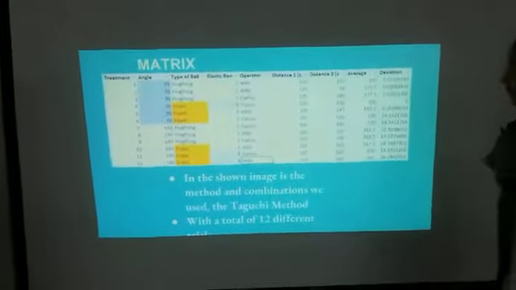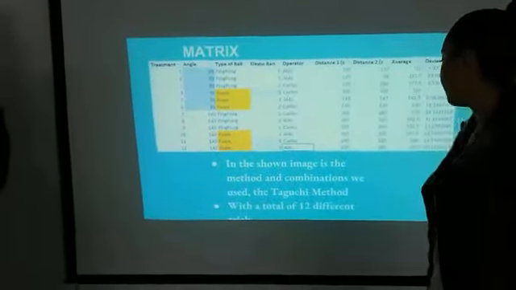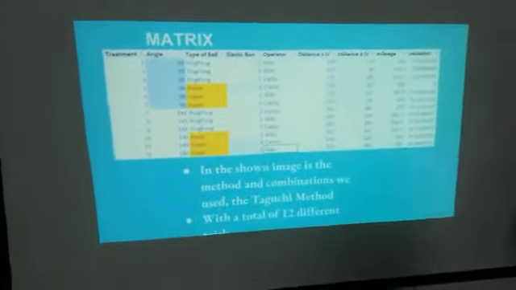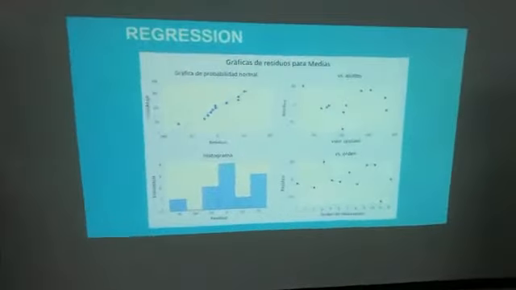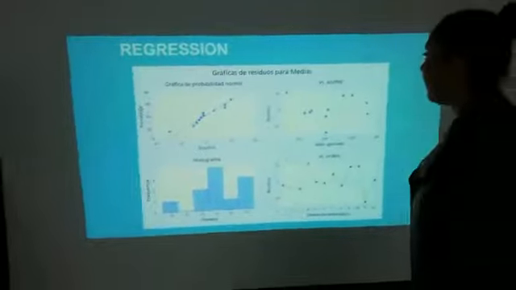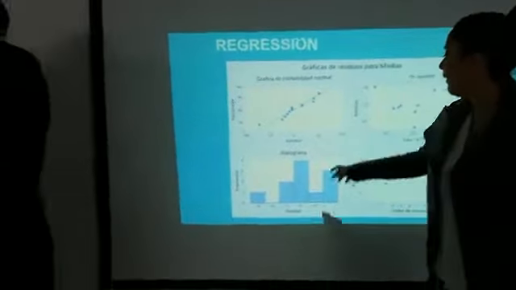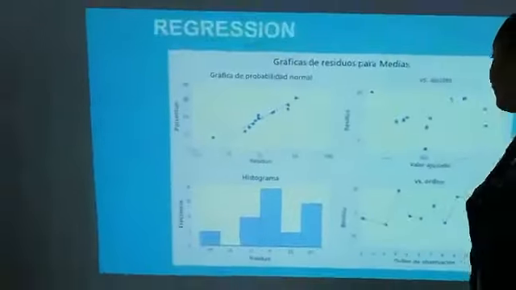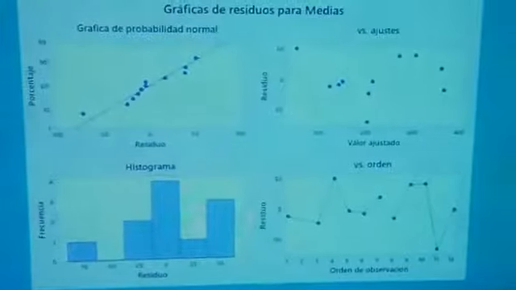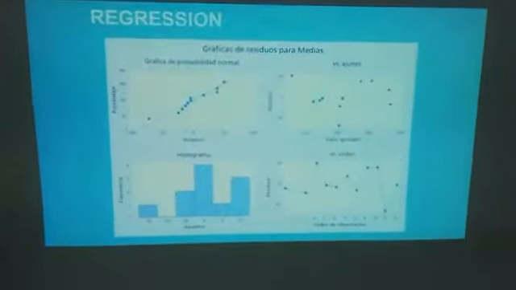Here's a matrix we used to do the Taguchi method, with a total of 12 different trials. And over here we have the recreation graphs, and we can see all of the shots we made and how they varied according to the different types of shots made.